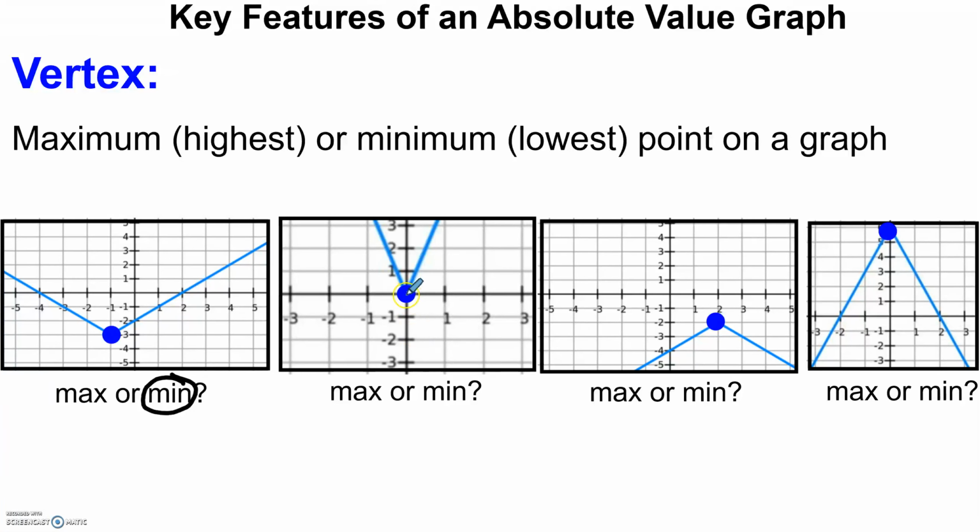Same thing here. This vertex is below the rest of the graph. It's the lowest point, so it's a minimum. This one is above the rest of the graph. Above is the highest or maximum point. Same thing for this last one. We have a maximum. So that vertex, that center point on the graph, the point where the V is in the middle, we know that it can be the highest maximum or the lowest minimum point.